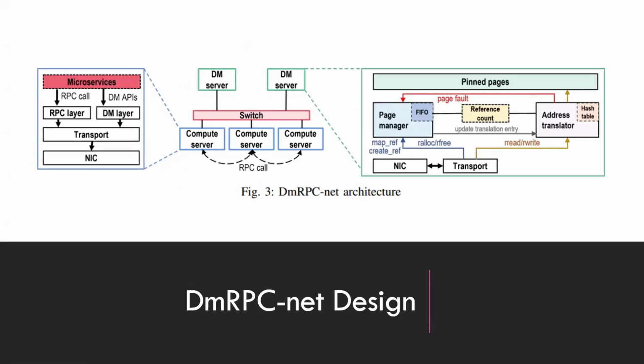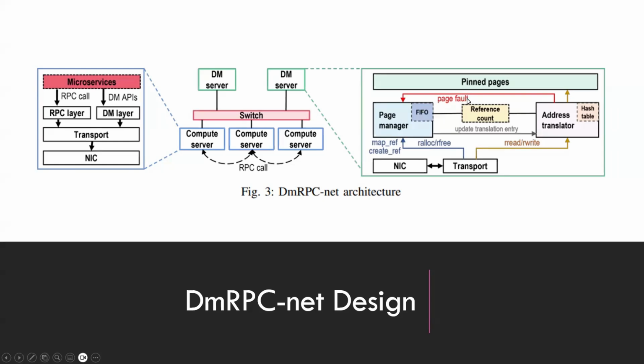So DmRPC net is based on the page manager and address translator. So there are two key blocks here. The page manager is in charge of managing the memory of disaggregated memory, treated as a DM virtual address range. During the initialization, the page manager allocates a large memory and pins it. The pinned memory is used for disaggregated memory.